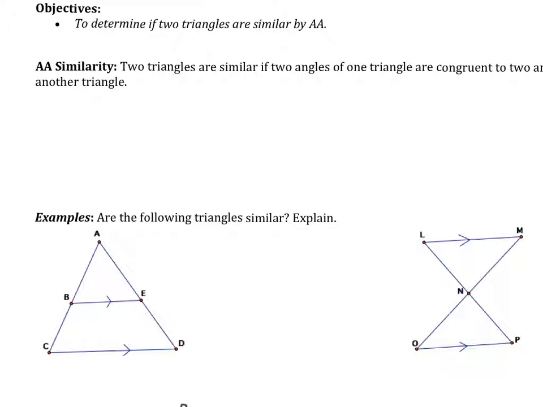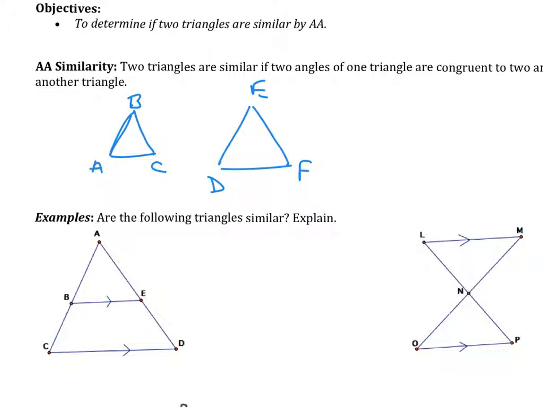Want to prove two triangles are similar? One of the ways that we can do that is by using what's known as AA similarity. So I am going to draw two triangles. One of them I will label as A, B, C. The other one D, E, and F.